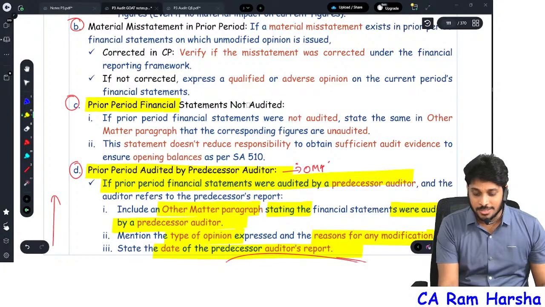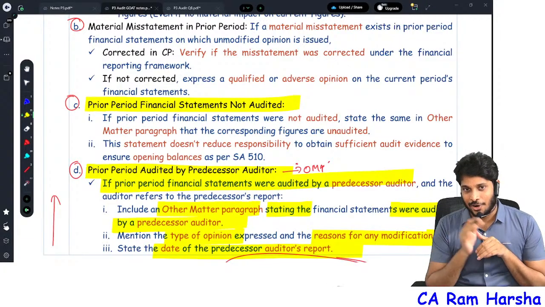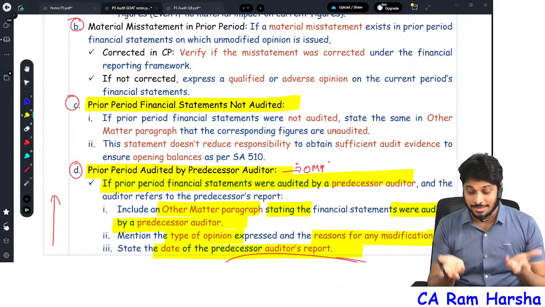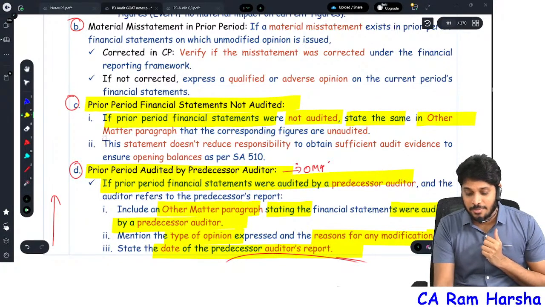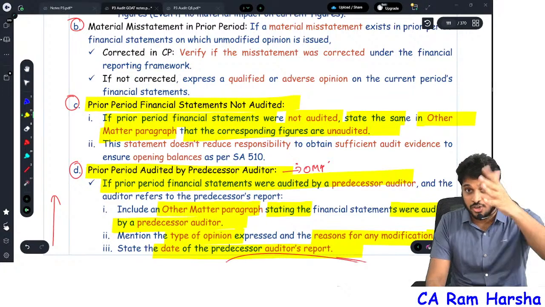Another situation, sir: prior period financials were not at all audited, which means the opening balance is not audited. Then, if prior period financials were not audited, state the same in the other matter paragraph, that the corresponding figures were not audited.